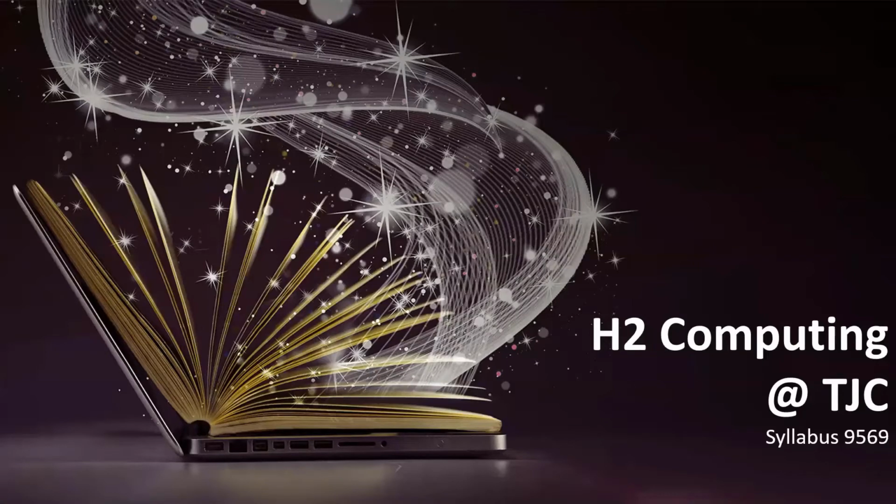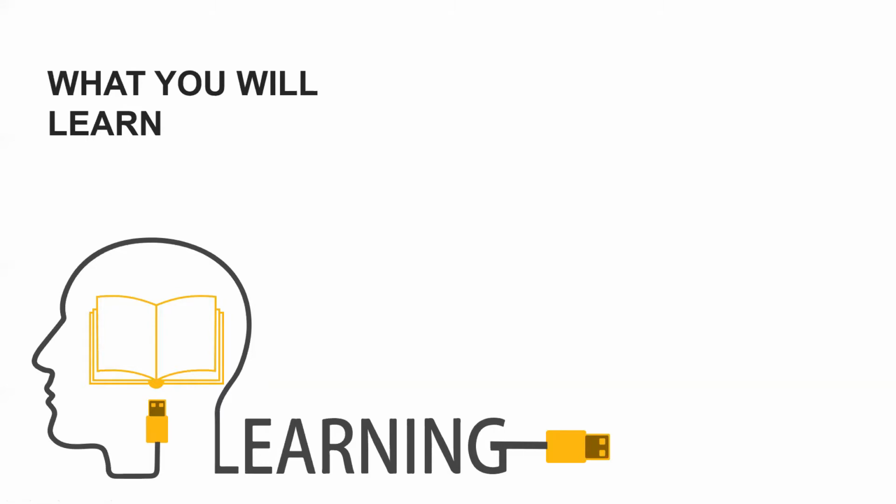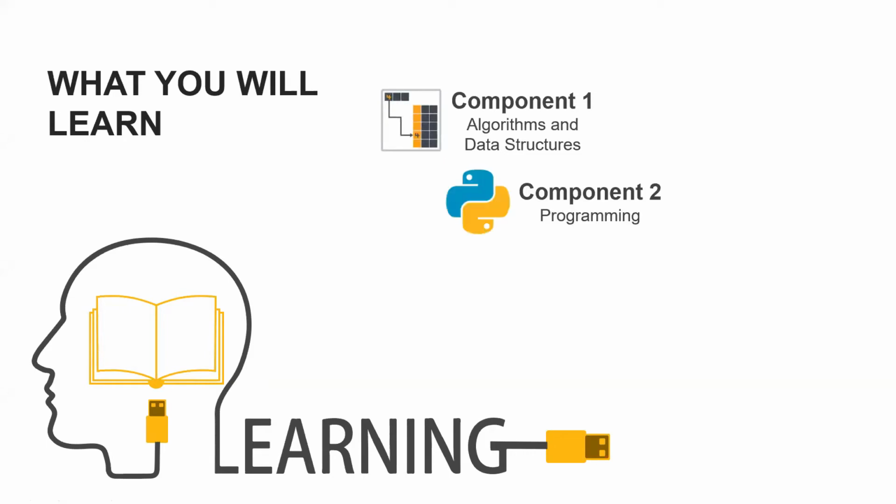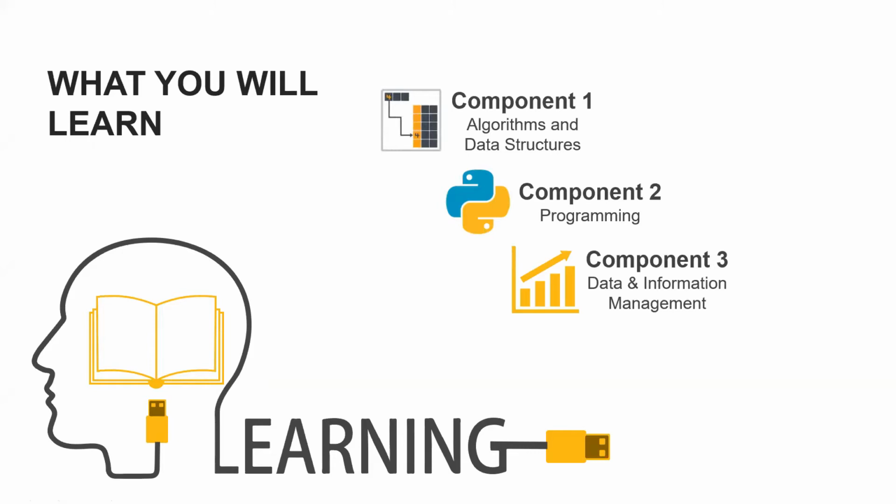H2 computing, what you will generally learn will be classified into four main categories. First, the first component being your algorithms and data structures. The second component being programming itself. The third component, data and information management. And the fourth component, computer networking.